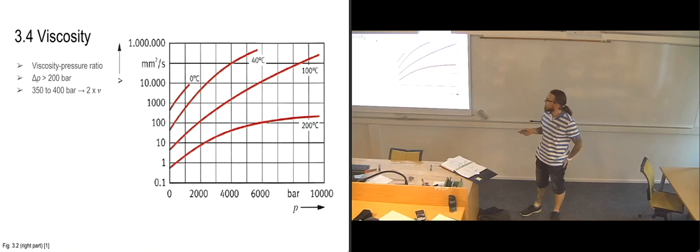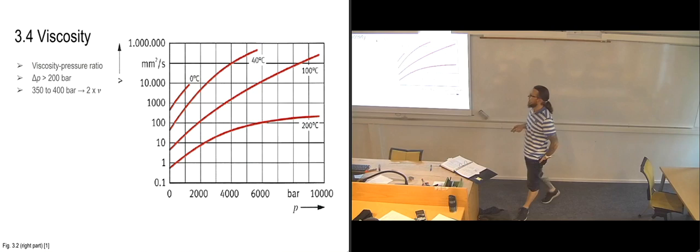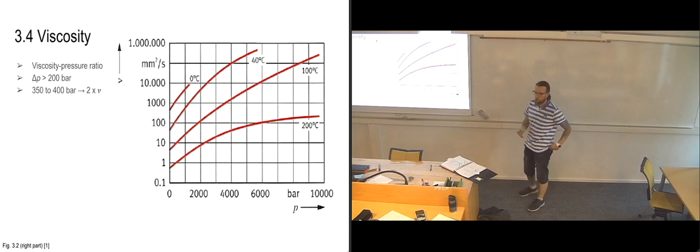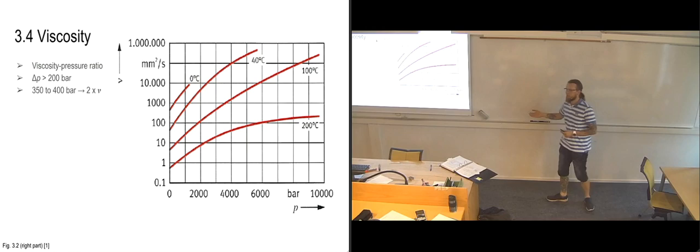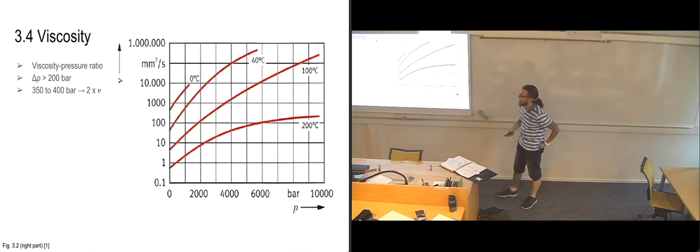So here we're looking a bit more at the viscosity pressure ratio. And we're basically looking at pressures above 200 bars. That's where, when you get pressure differences that are greater than 200 bars, you start getting changes in your viscosity along the lines of the system. So if you have 250 bars on the pressure side of your system, and then you have just regular atmospheric pressure on the return side going back to the tank, then you would have a pressure difference that is more than 200 bars.